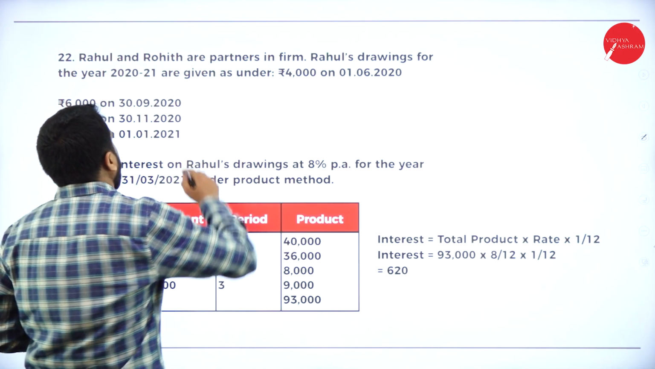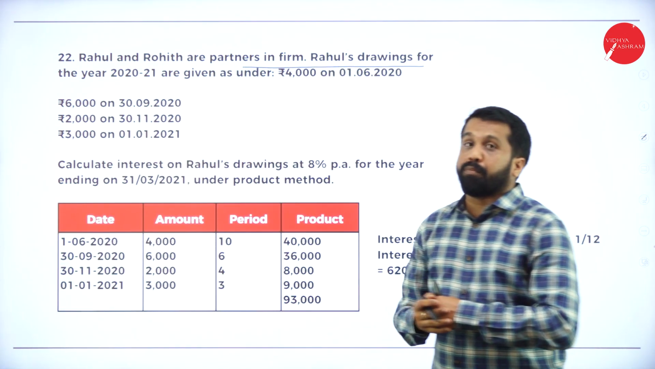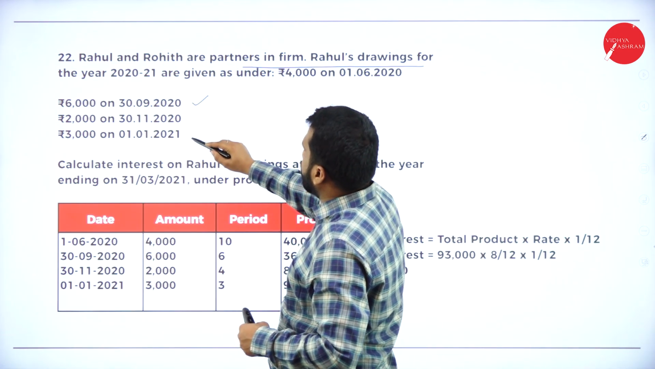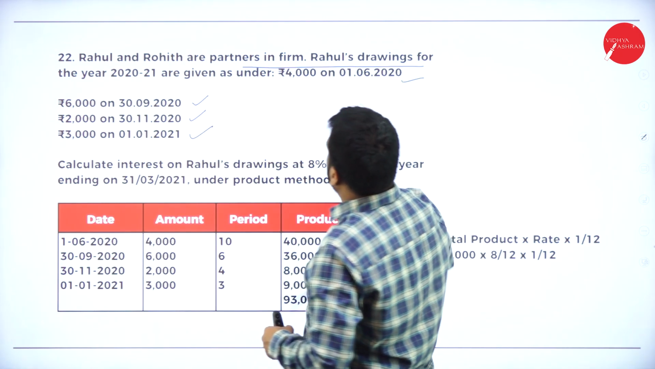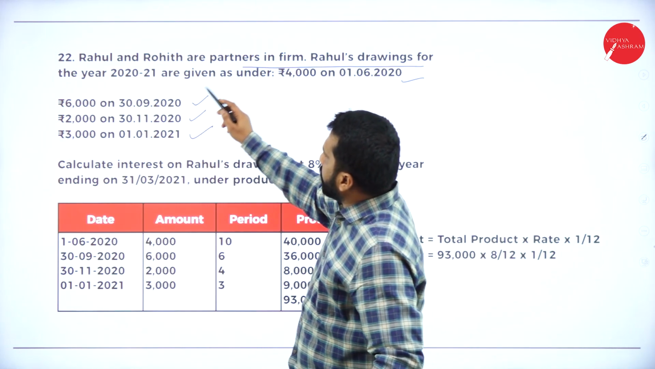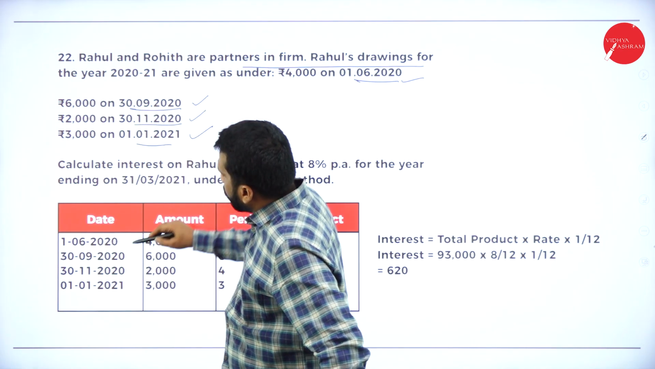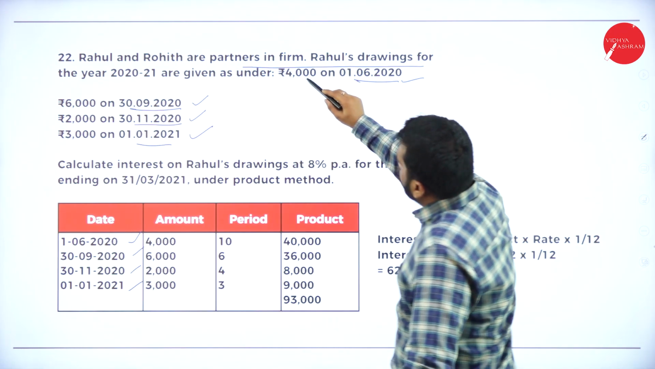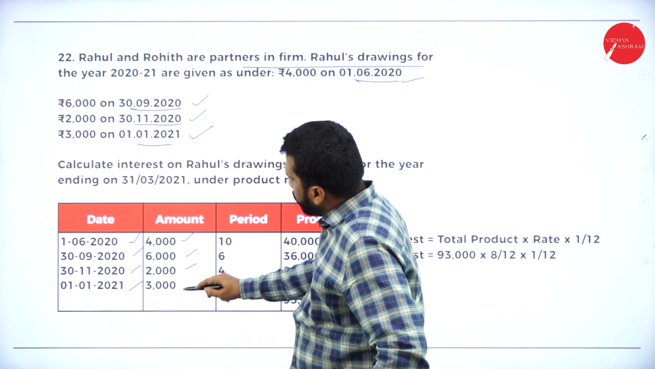Your second one, Rahul and Rohit are partners of the firm. Interest on drawings under product method. Now, so 1, 2, 3 and 4. There are 4 interest on drawings are there. Just write down the dates given in the question. 1, 2, 3, 4. What is the value they have given? 4,000, 6, 2, 3.